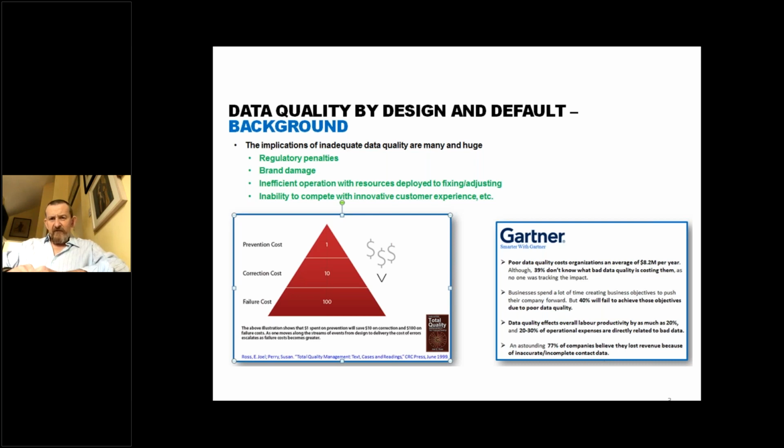That's a standard triangle that's used frequently to show the difference in cost between preventing bad data quality at the start, which might be $1, fixing it calmly afterwards, which might be $10, and fixing it when there's a fire, like a regulatory demand, which would be $100. It's a massive cost, or data debt, as John Ladley likes to call it. Very nice phrase, that you're building up data debt with bad data quality.